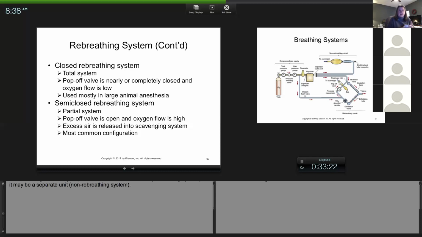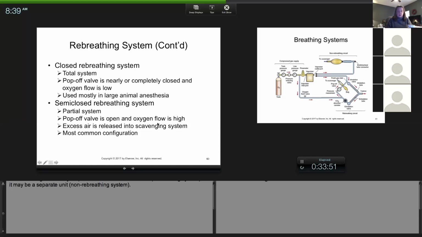The valves that we have at school are nice. It's a little button that you guys push, and you just push the button and you squeeze the bag, and then when you let it go, it opens. So it's like a safety mechanism. The other pop-off valves are like a dial you have to close, and then you have to open it up again. So during anesthesia, it should be open. That's called a semi-closed rebreathing system.